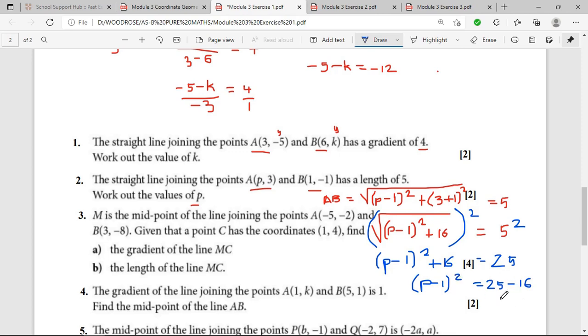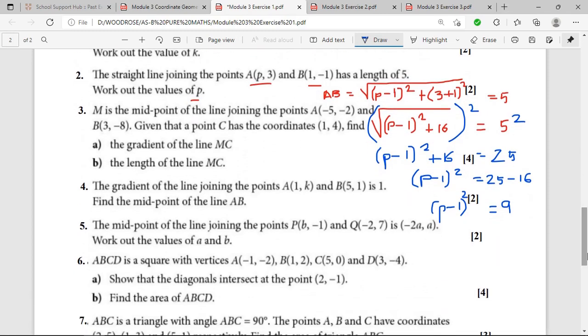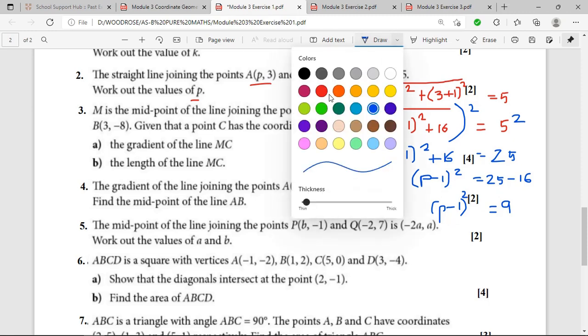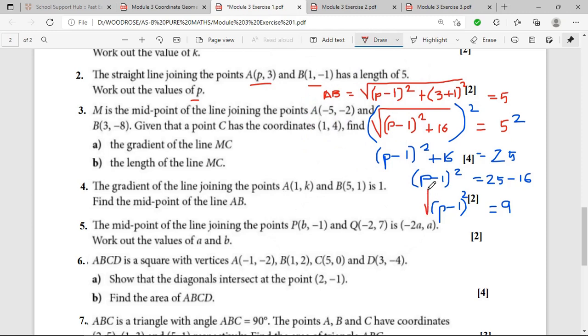And let's see, what is 25 minus 16? It's 9. We're going to have 9. And here we still have p minus 1 squared. And what do we do if we want to find p? Like what I've said, there is no need to expand. How do we remove this square? We are going to remove this square by introducing the square root. So if you want to remove the square root, you square. If you want to remove the square, you put the square root.